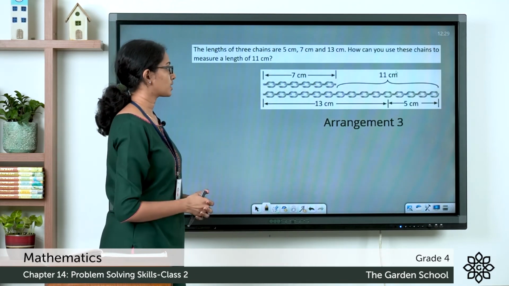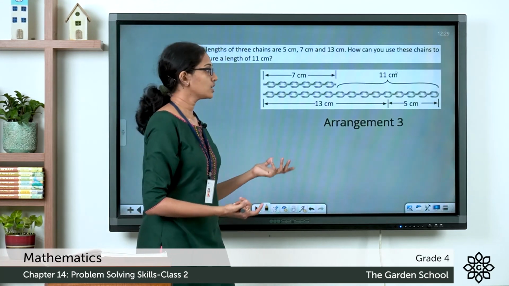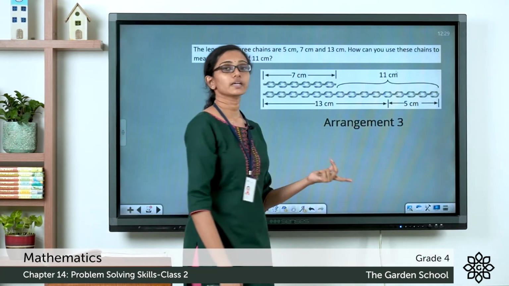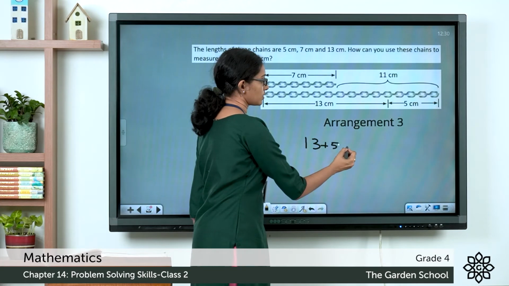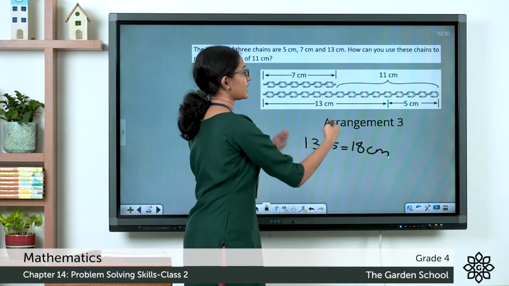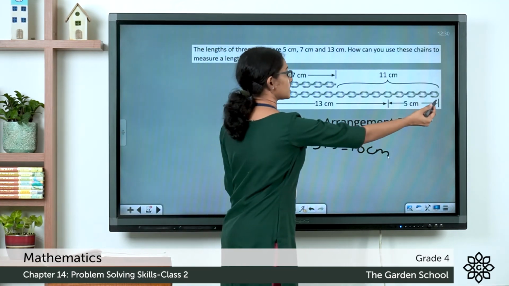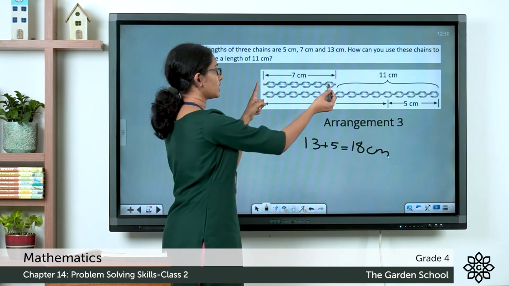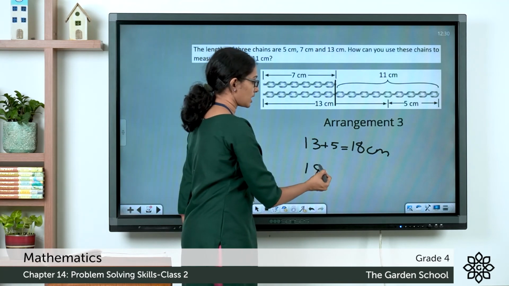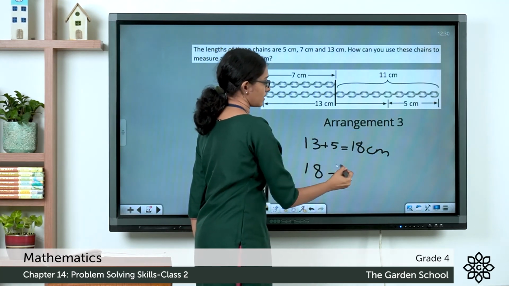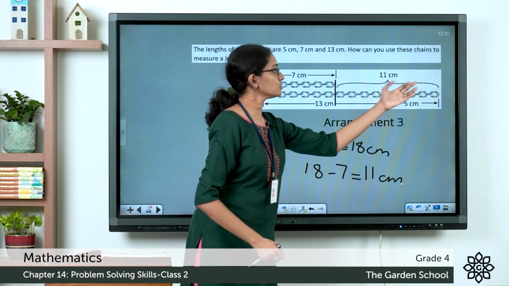So, let's see a different one, a third arrangement. So, in this arrangement, first we have placed the 13 centimeter chain, then side to side we have placed the 5 centimeter chain. So, together this will make 13 plus 5 is equal to 18 centimeter and above this arrangement we are placing the 7 centimeter chain. So, from here to here it is 18 centimeter and from here to here it is 7 centimeter. So, what is remaining? What is remaining will be equal to the whole 18 minus this 7 and that is equal to 11 centimeter. So, this length is equal to 11 centimeter.